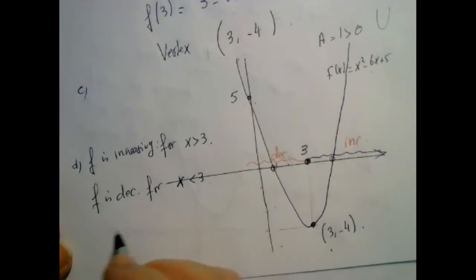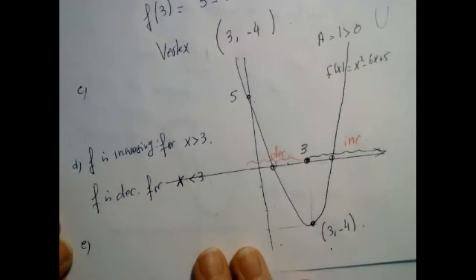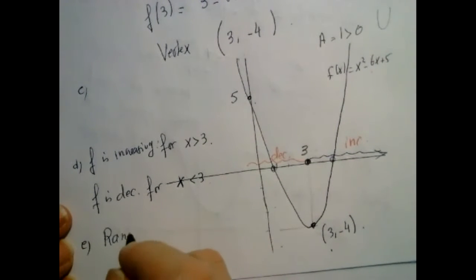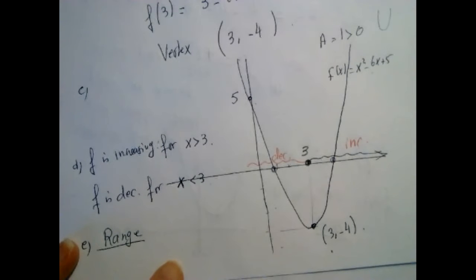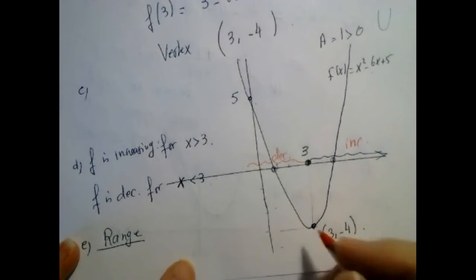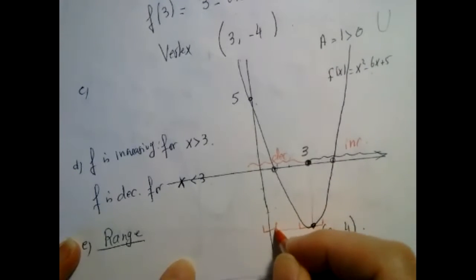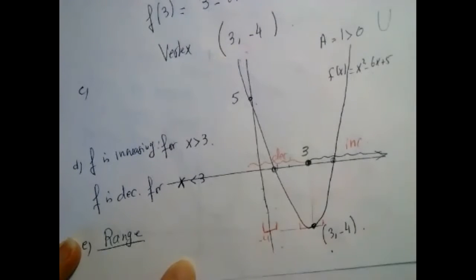All right, the second question is E. E is what's the range of the function? The range is all the output values. Quickly on chat, tell me what's the range. We have a lot to talk about. The range, all the output values, not only minus 4, all the output values. Minus 4 to infinity? Exactly, minus 4 from here all the way to infinity.